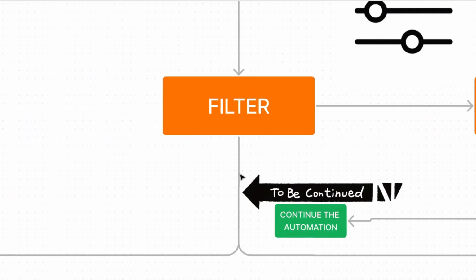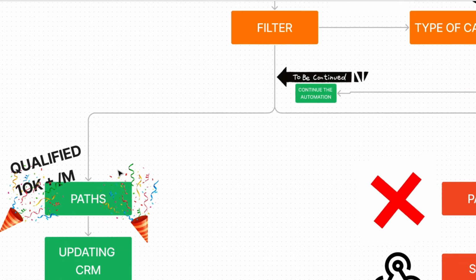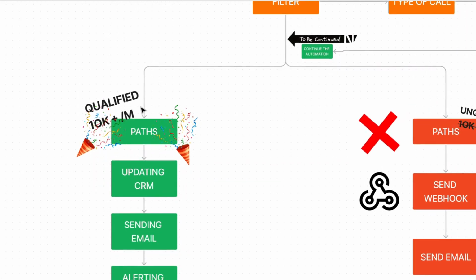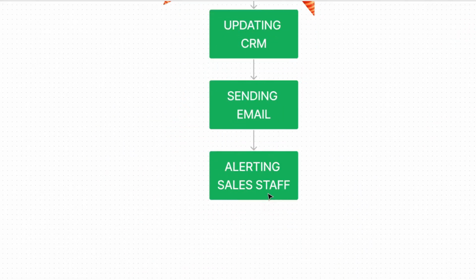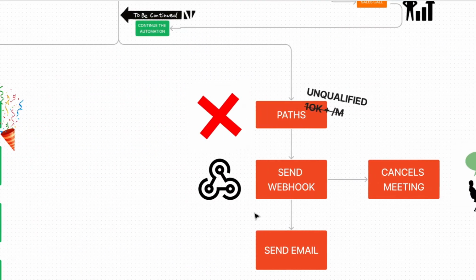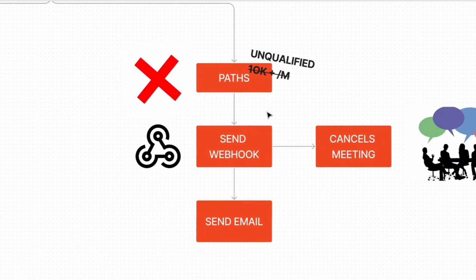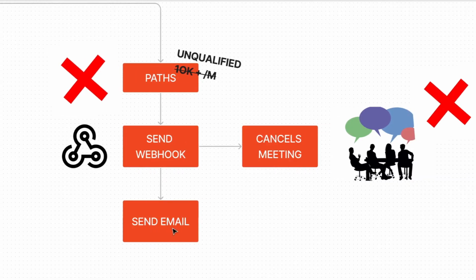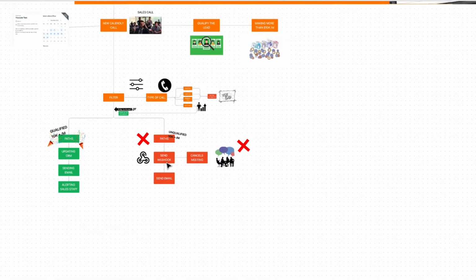From there, we're going to create two different paths, whether the lead is qualified or not qualified. If it's qualified, it's going to go down the normal path of updating the CRM, sending an email, and alerting sales staff so they can actually prep for the meeting. If they're not qualified, so if they're making less than 10K a month, it's going to send a webhook to Calendly to cancel the meeting automatically, and then we're also going to send them an email explaining why the meeting got cancelled, and also give them some free resources to hold them on the journey. When they're at the point where they're making 10K a month and they're ready to work with you guys, you're the first person to aim for. So that's a brief overview of what we're going to be building out.